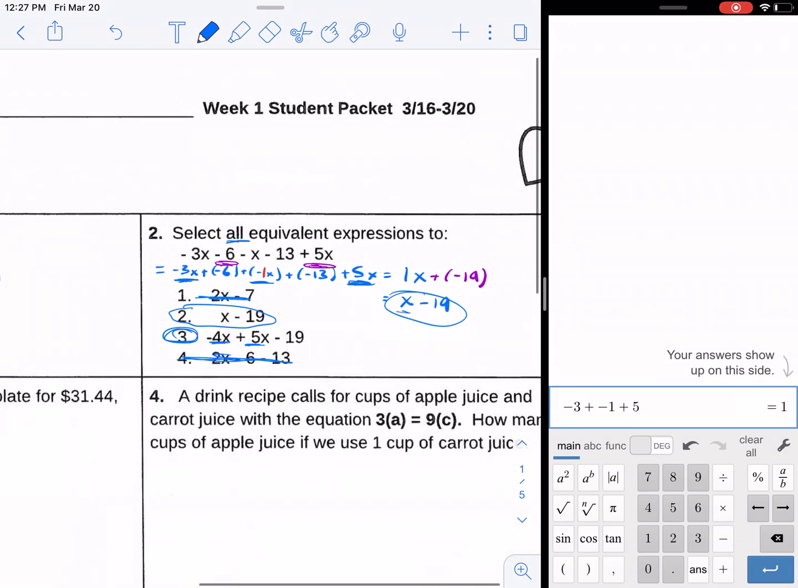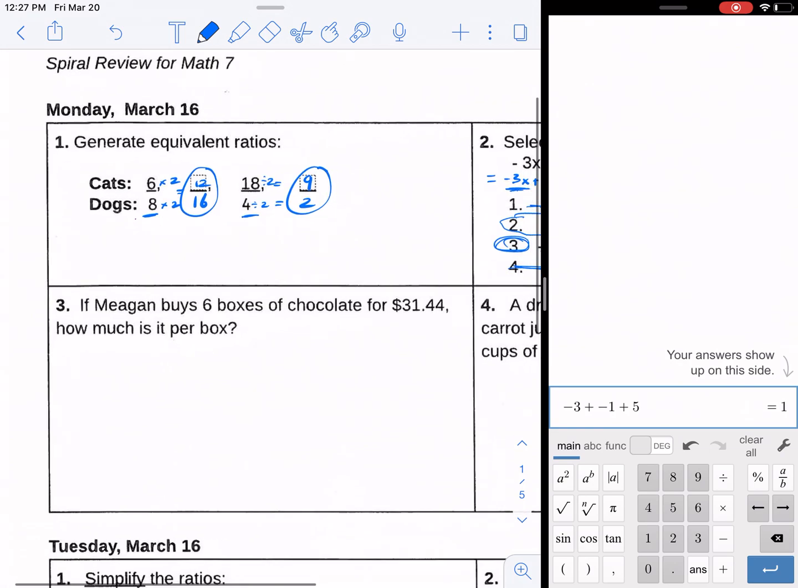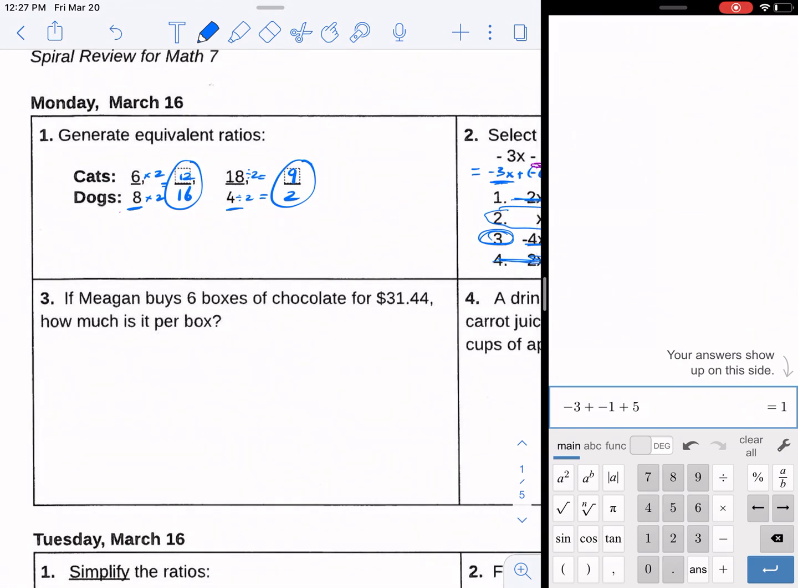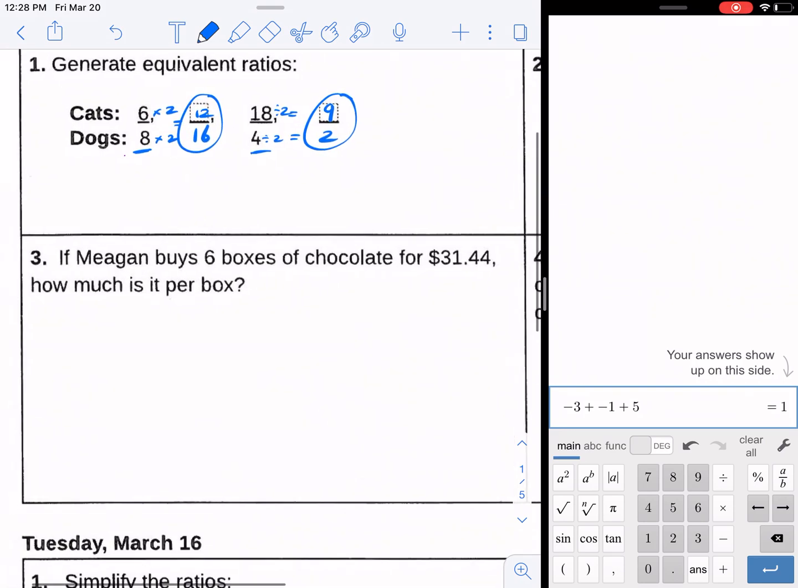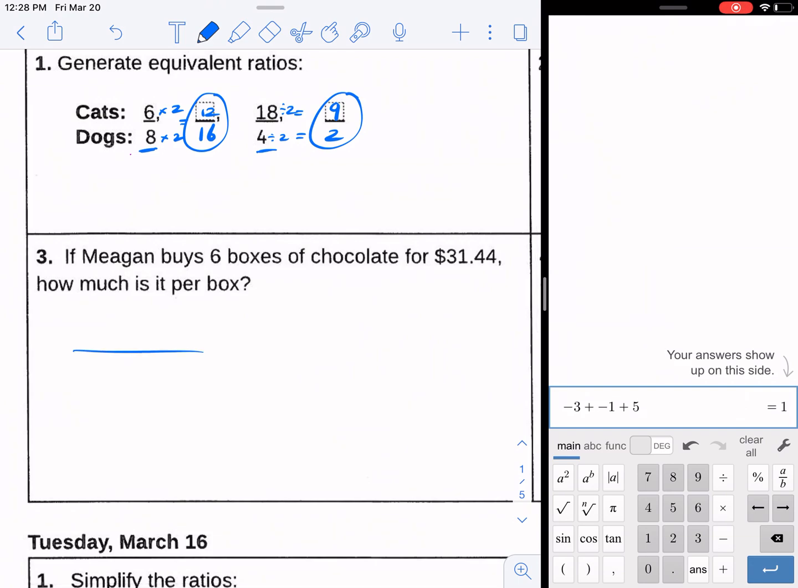Okay, let's see what we got here. Next one, number 3. If Megan buys 6 boxes of chocolates for $31.44, how much is it per box? Well, I got a ratio. Let me zoom in a little bit. And I need to set up the correct ratio. Is it dollars per box or boxes per dollar? Well, it has to be dollars per box now.